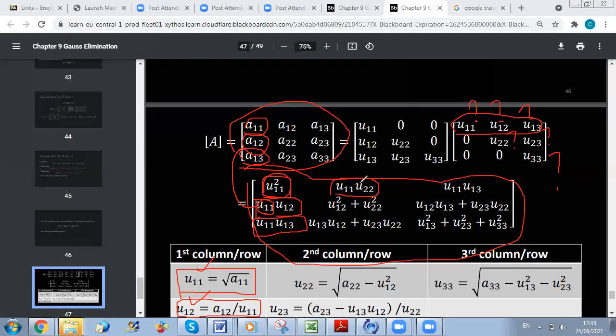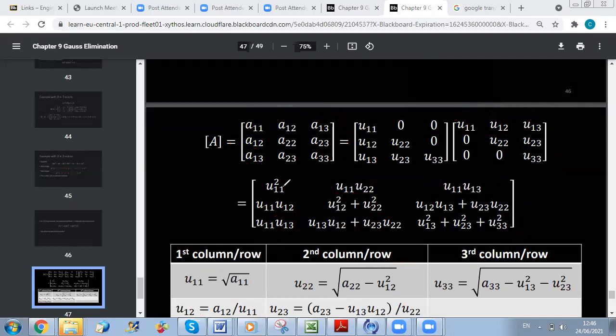So I say that U11 times U22 should be equal to which term? To this one, to A12. So this will allow me to calculate the value of U22. Another way to find U22 is to use this equation. And here you have several possibilities, because from the previous steps you found what is U11 and you found what is U12. So now to find U22, you can use this term or you can use this one, both will lead to the same result.